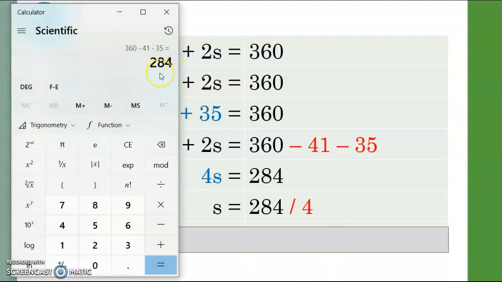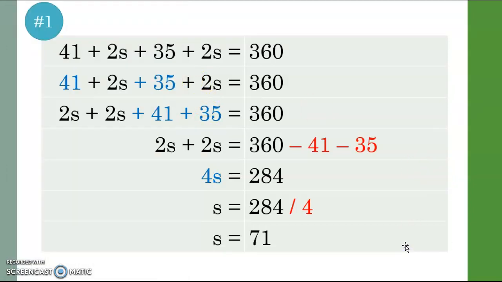On the right, let's grab our calculator again. We still have 284 in the calculator. Now we're going to divide by 4, and we get an answer of 71. Okay, so s is equal to 71.